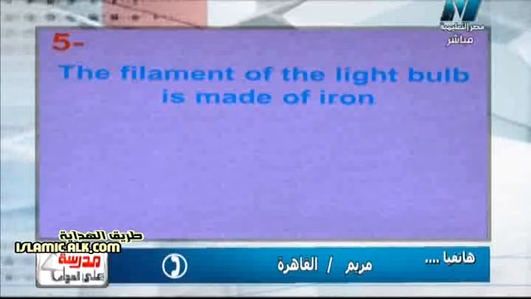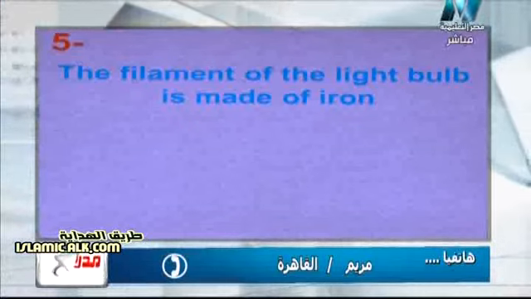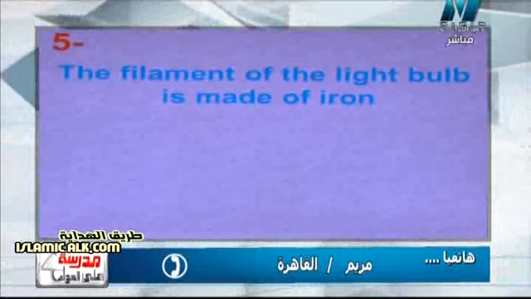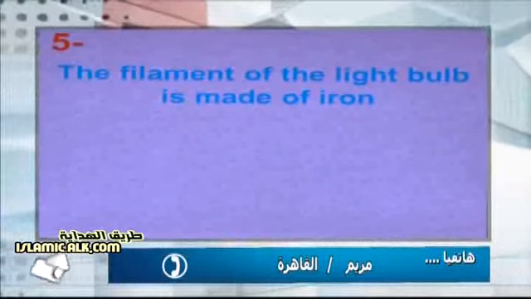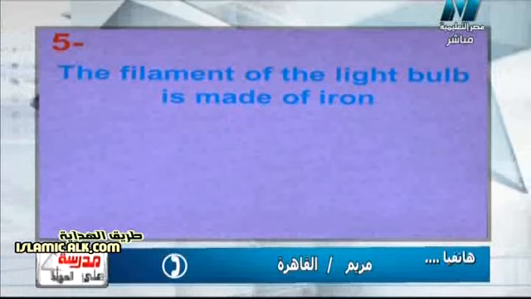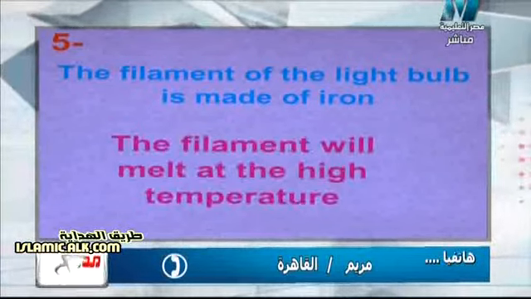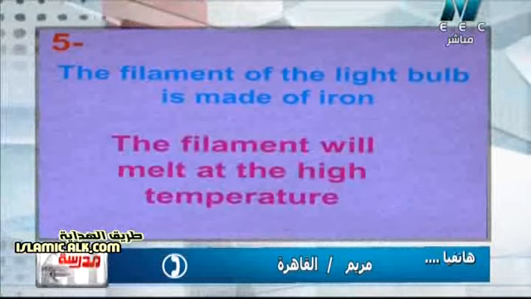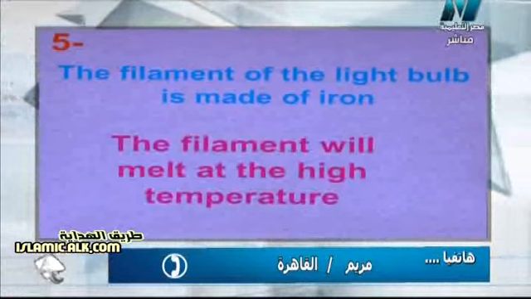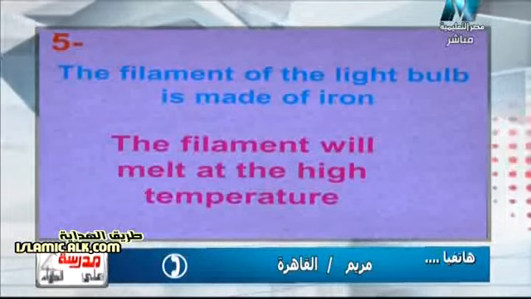Okay, so the question says, what happens if the filament of the light bulb is made of iron? It will burn, or it will melt, Mariam. Iron doesn't burn, but it melts. It's a metal. الحديد مش بيتحرق, هو بينصهر. Again, it will melt at high temperature. So we choose what for making the filament? Tungsten. Why? Because it has a high melting point, higher than other metals such as iron, copper, aluminum, and so on.